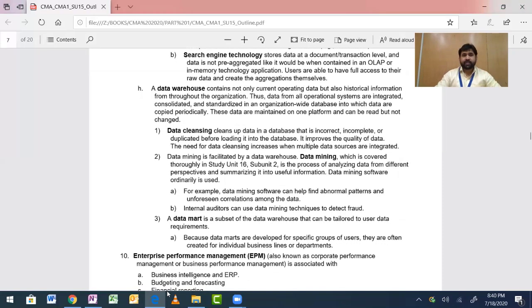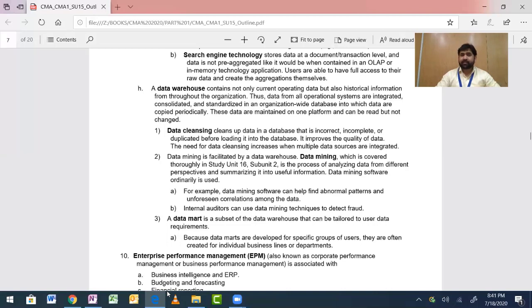A data warehouse contains not only current operating data but also historical information from throughout the organization. Thus, data from all operational systems are integrated, consolidated, and standardized in an organization-wide database, into which data are copied periodically. These data are maintained on one platform and can be read but not changed. So a data warehouse is basically where all the information from all operational systems is integrated and kept in one place.